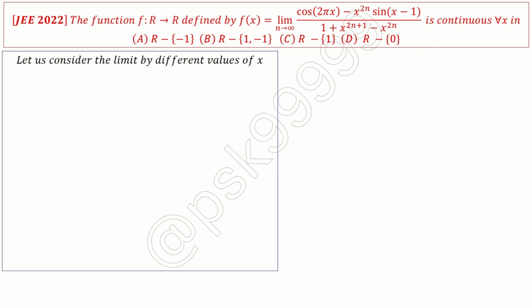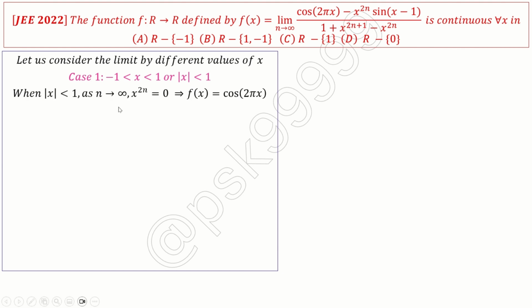Okay, let us consider the limit for different values of x first. So modulus of x can be greater than 1, less than 1, and equal to 1. Correct? These three conditions we will take. First thing is modulus of x is less than 1, which means x is between -1 and 1. Okay, in this case, as n tends to infinity, x is less than 1, and a value less than 1, that is a decimal value, to the power of infinity will become 0. So this term x to the power of 2n plus 1, all of this will become 0.